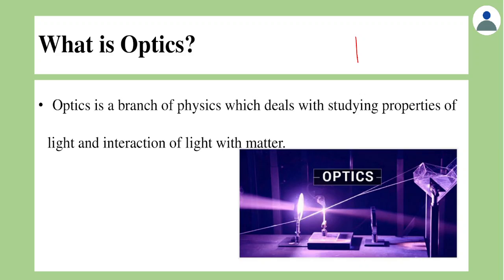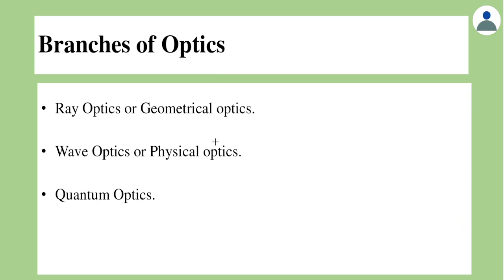There are many instances where light would interact with matter. For example, think of a case where light falls on a mirror. Here it is interacting with matter. Think, for example, light falls on water. So there are many instances where light would interact with matter. So studying those properties is called optics. That is a branch of physics.